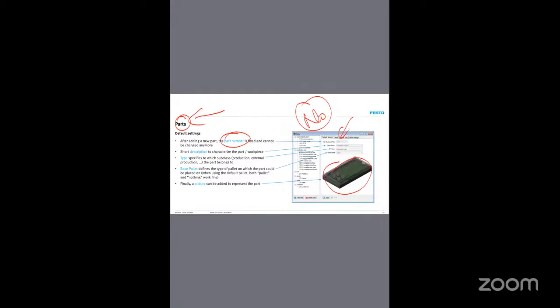Then base palette. This is which palette we can use for this part. Based on that, MES4 will select the carrier. And we have an image: there is an option to add the image of that particular part so that the operator can easily identify it.